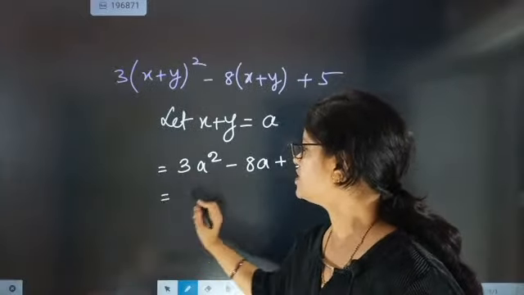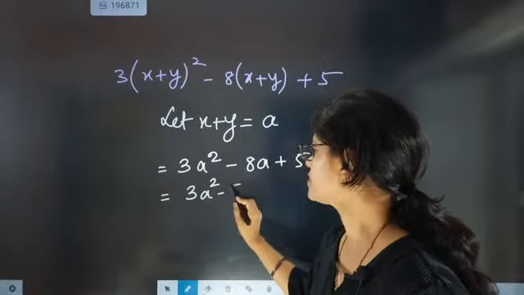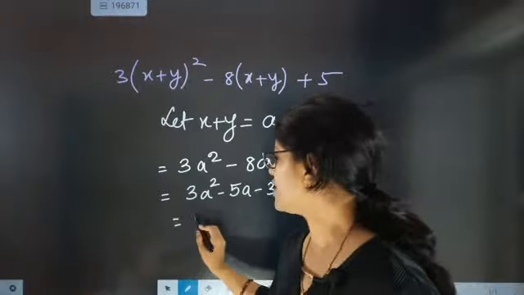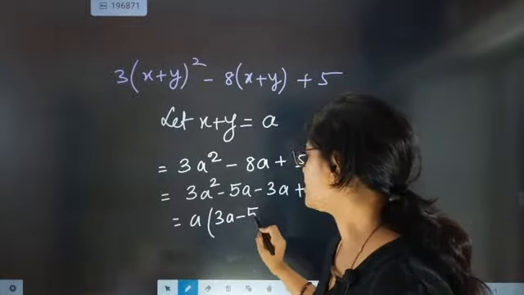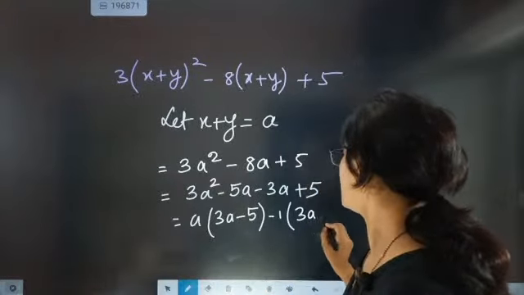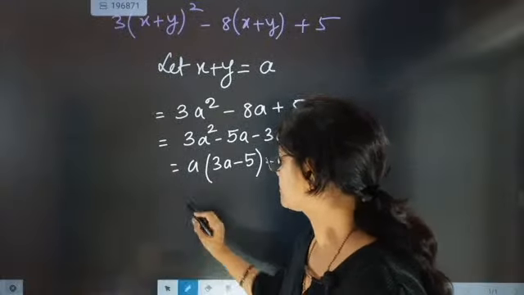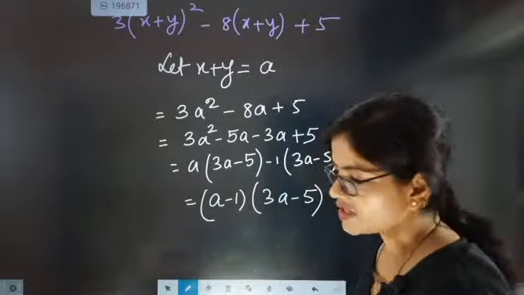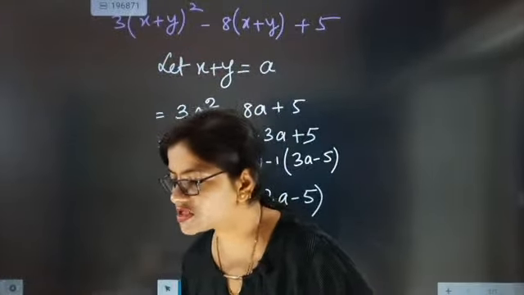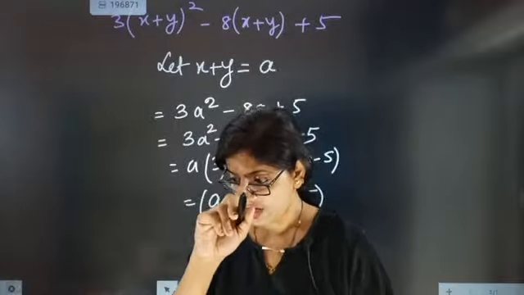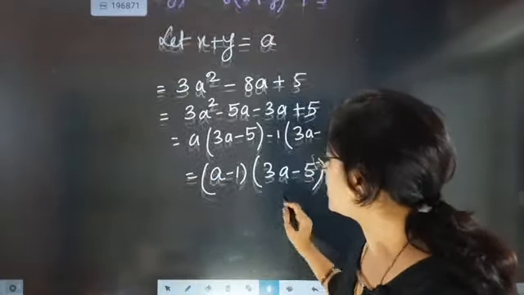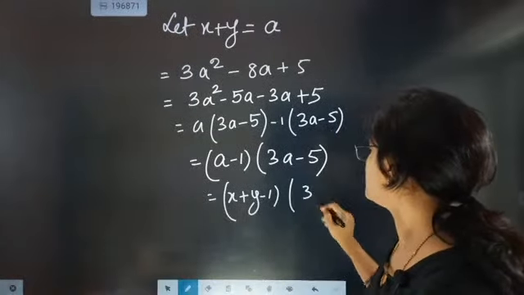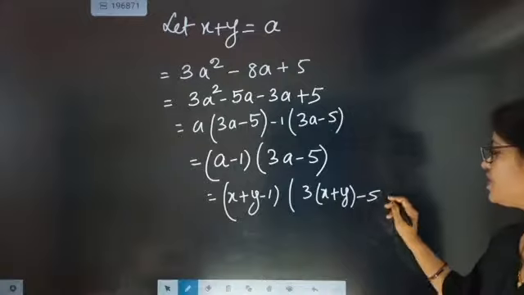So here you see, 3a square minus 5a minus 3a plus 5. Take a common, it will become 3a minus 5 minus 1, 3a minus 5. Once we have written the last one, x plus y minus 1. Okay, let's check this one out, beta. So now here x plus y minus 1, and here it is going to be 3, x plus y minus 5.